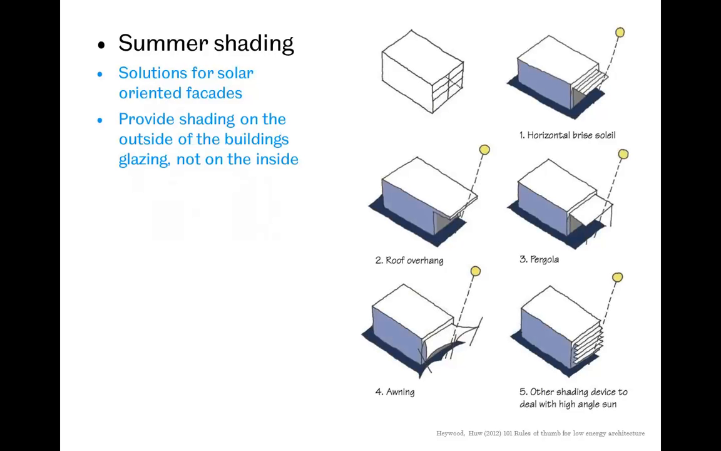Summer shading: just a few examples of different types of shading. Shading needs to be on the outside of the building. Okay, really important. Internal shading is only effective in terms of daylight and glare control. It is not effective in terms of heat, because the heat is already in the building.